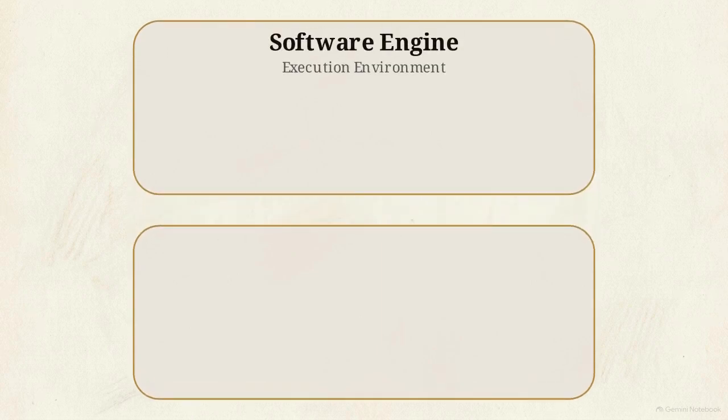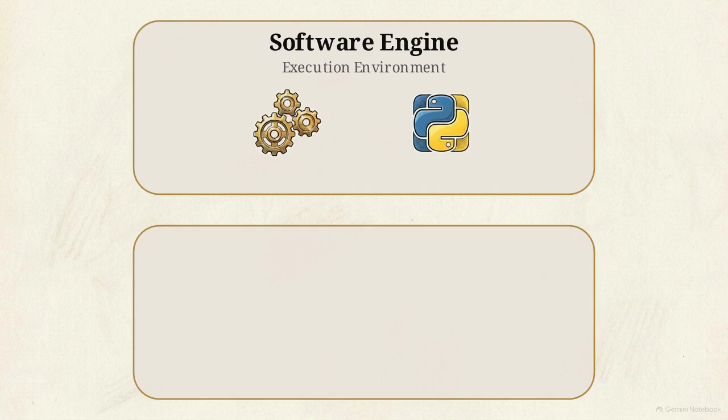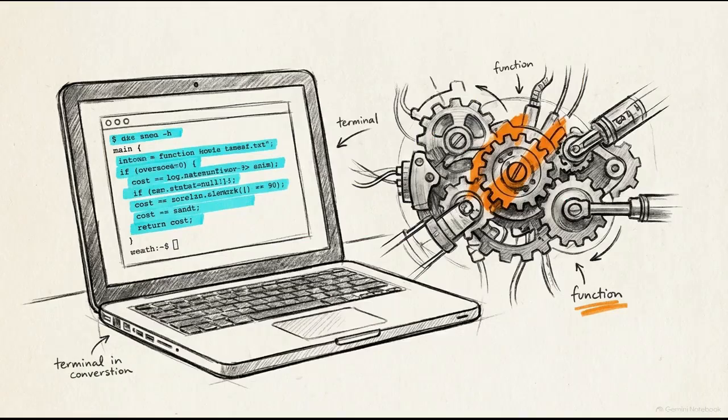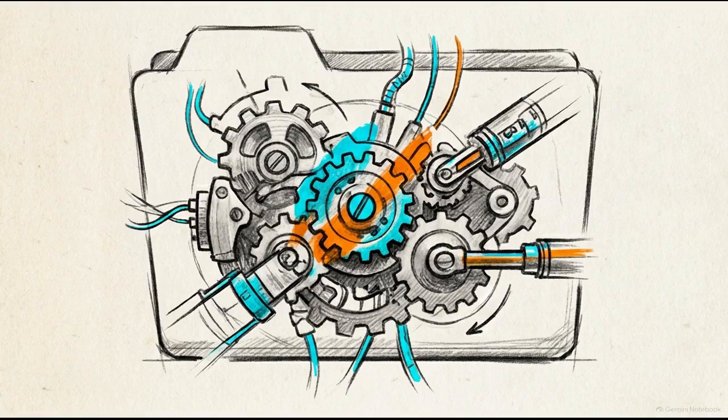Before we start downloading, we have to establish a physical division on your hard drive. This architecture requires strict separation between the software execution environment, which runs the code, and the user vault environment, which holds your private data. First, open your terminal and clone the Claude Obsidian repository into a dedicated folder on your system. This directory will serve purely as the engine.